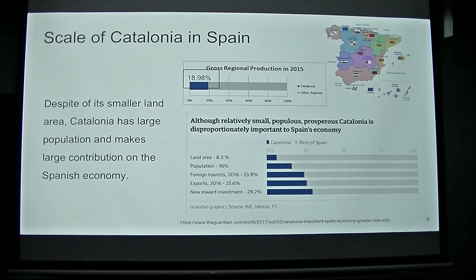I was just wondering, you mentioned how important Catalonia is, and it accounts for about 25.6% of exports. So I was wondering if they are the highest contributor in Spain for exports. It's companies, like industry, something like the region.